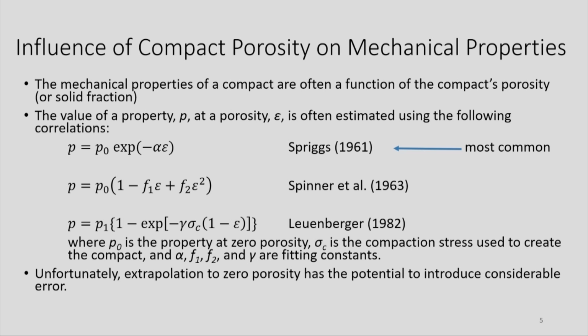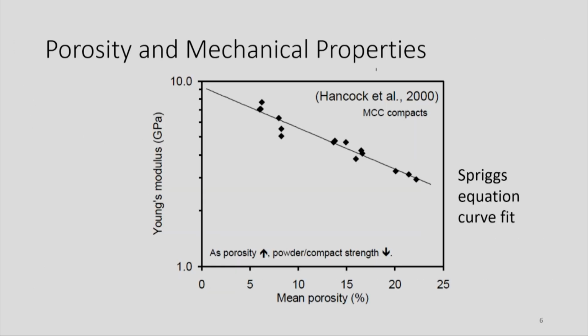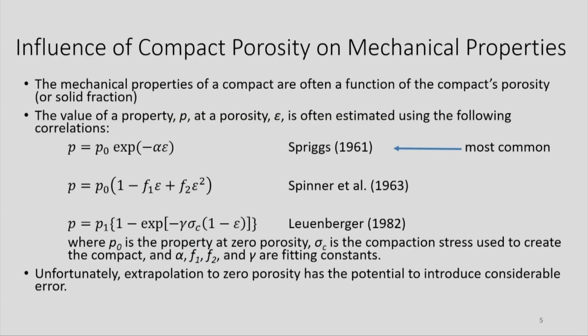Sir, what do you mean by extrapolation? It's the same. You have the values, right? But if you draw the line to zero porosity, this value might not be the actual value. It's very difficult to measure at zero porosity. But this equation says we can go up to zero porosity. You see, P0 is the property at zero porosity. Is that clear?